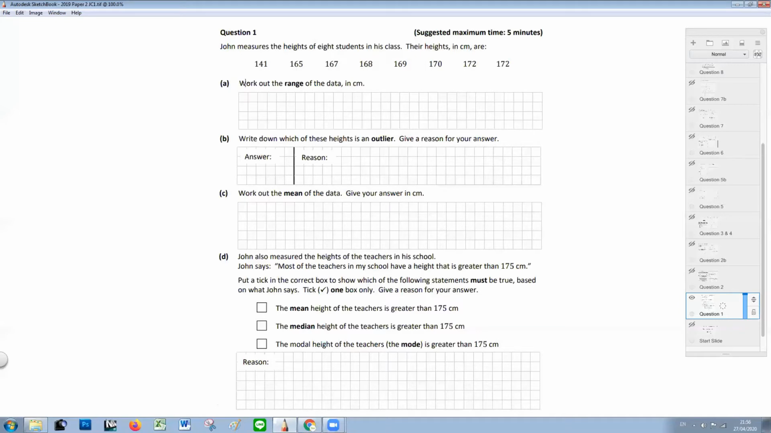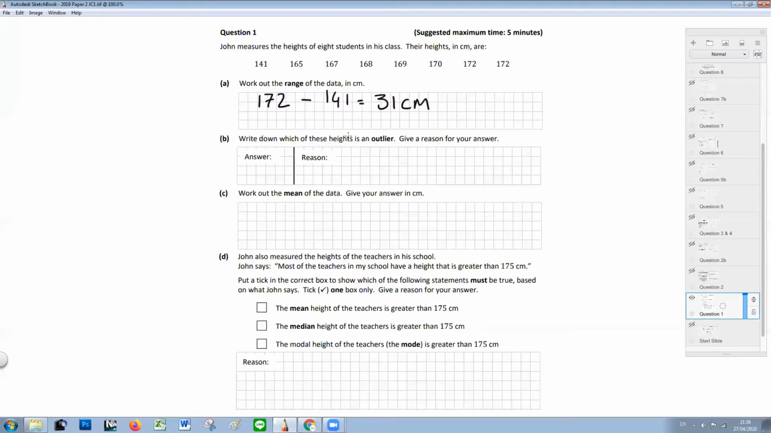We're going to work out the range of the data. The range is the biggest number, which here is 172, minus our smallest number. And that range is going to be 31 centimeters. So the range is just the highest number minus the smallest number, and that's going to give you the range.